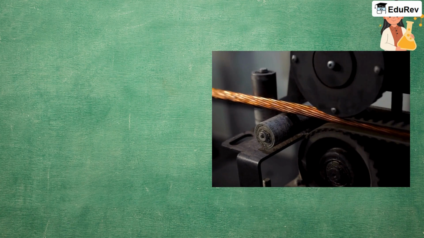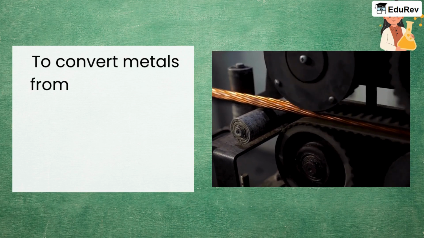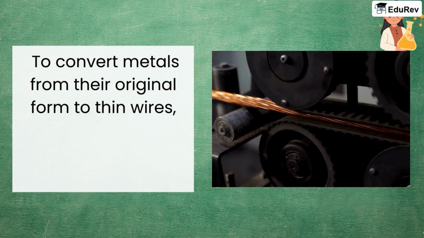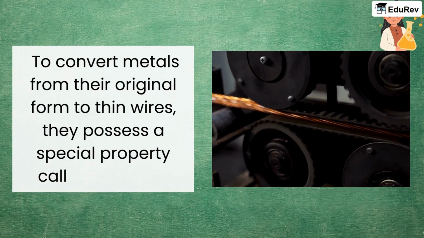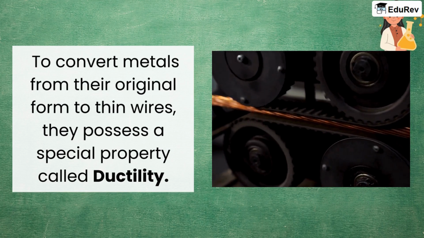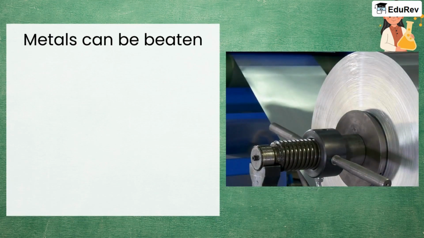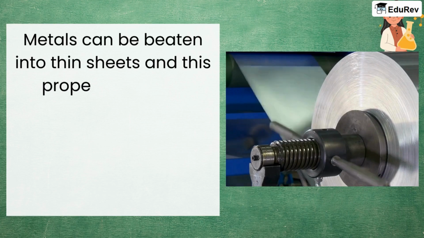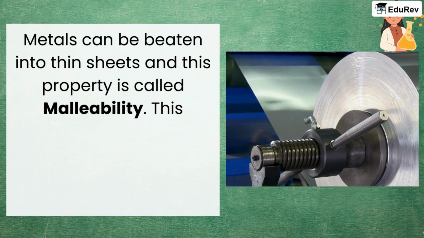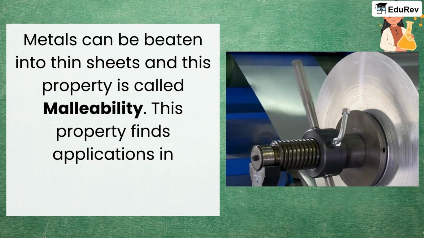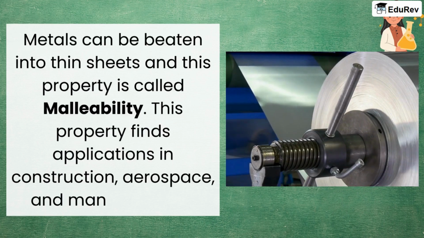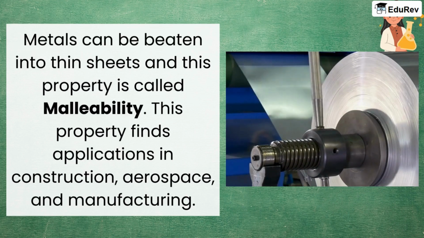Just like we said, metals like copper are used as electrical wires. So, to convert metals from their original form to thin wires, they possess a special property called ductility. Also, metals can be beaten into thin sheets, and this property is called malleability. This property finds applications in construction, aerospace, and manufacturing.